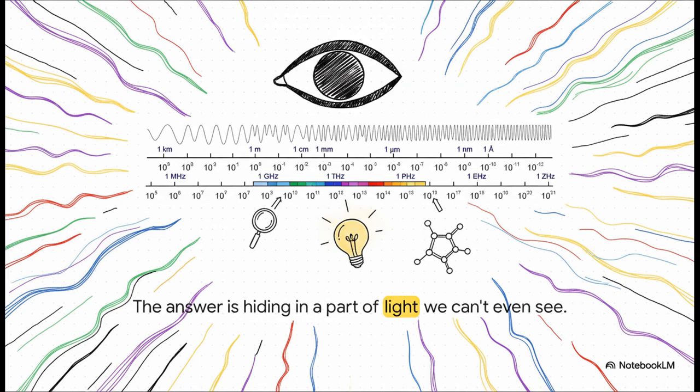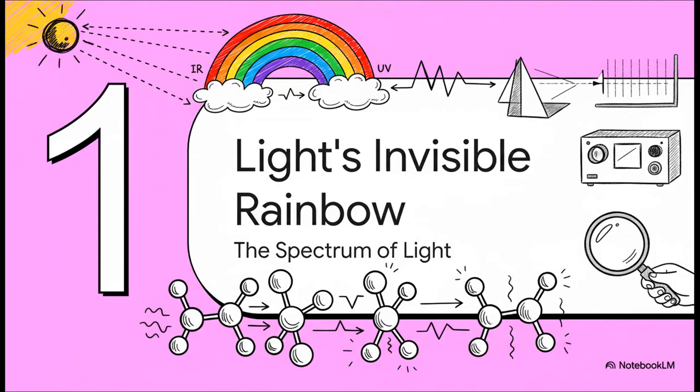What you're looking at here is the electromagnetic spectrum. It's this huge range of light, everything from radio waves all the way up to gamma rays. In our eyes, we can only see that tiny, colorful little sliver right in the middle, but the tool we need, it's lurking right next door. All right, so let's dive into this invisible rainbow.